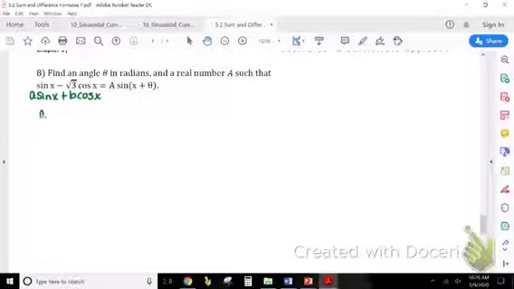Where what is a? What number is a? 1. And what number is b? Almost. The negative square root of 3. Alright, so what we can do then is take that a and that b, and that's going to make a point that would be on the terminal side of this angle. So this here gives me an ordered pair of 1 and the negative square root of 3.